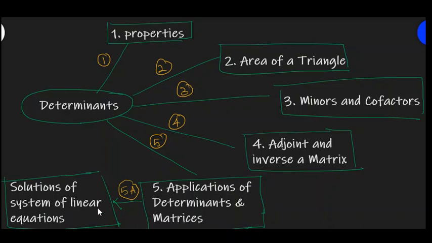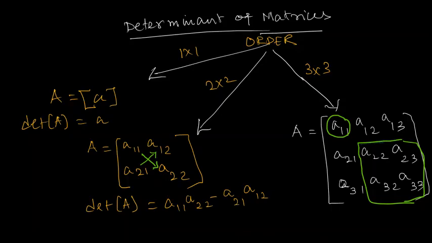Here we'll be discussing three variables too, applying the determinants and matrices. Now let us proceed to the next part. So when we say the determinant of matrices, we mean matrices of order 1 by 1, 2 by 2, and 3 by 3. These are the main three orders we'll be discussing, the determinants for such kinds of matrices.